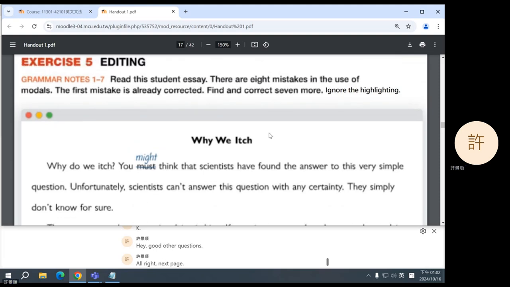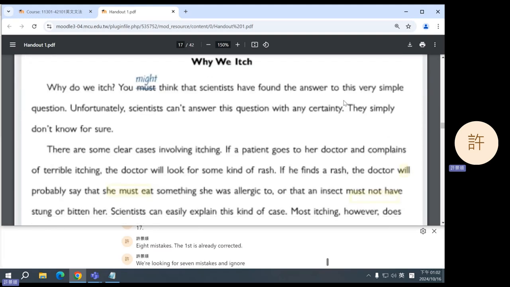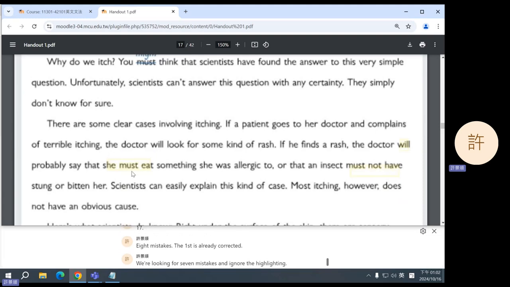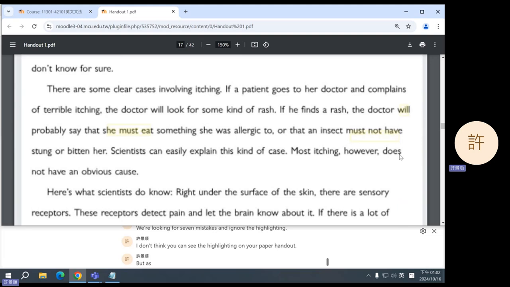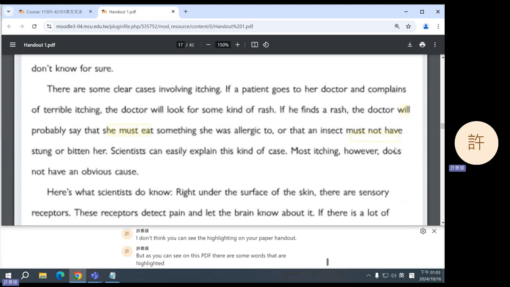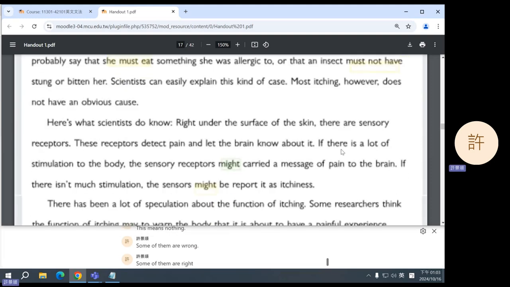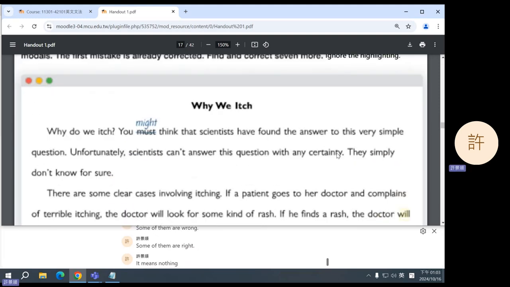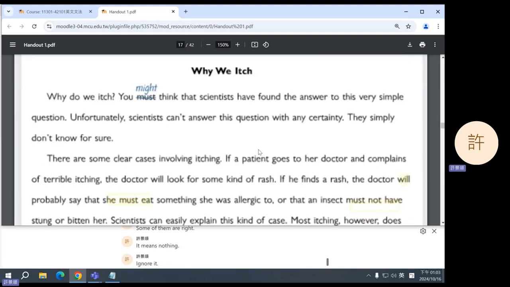17. Eight mistakes. The first is already corrected. We're looking for seven mistakes. And ignore the highlighting. I don't think you can see the highlighting on your paper handout. But as you can see on this PDF, there are some words that are highlighted. This means nothing. Some of them are wrong, some of them are right. Ignore it. Okay, let's look for mistakes.